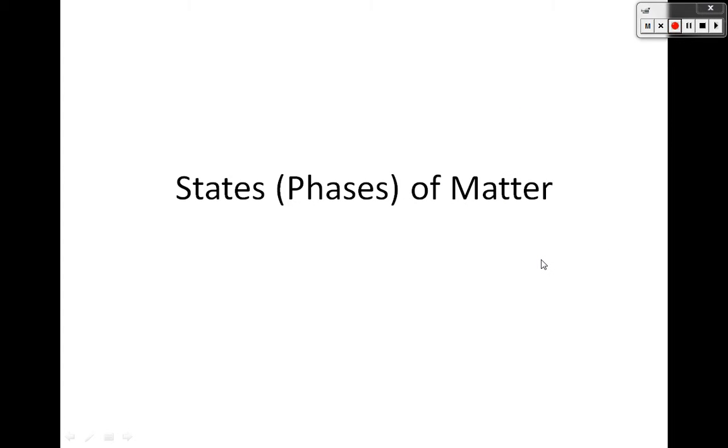These are notes on states or phases of matter. And you'll hear these two words, states and phases, used interchangeably, meaning some people will say states of matter, some people say phases of matter, and it doesn't matter. You can use those words to mean the same thing.